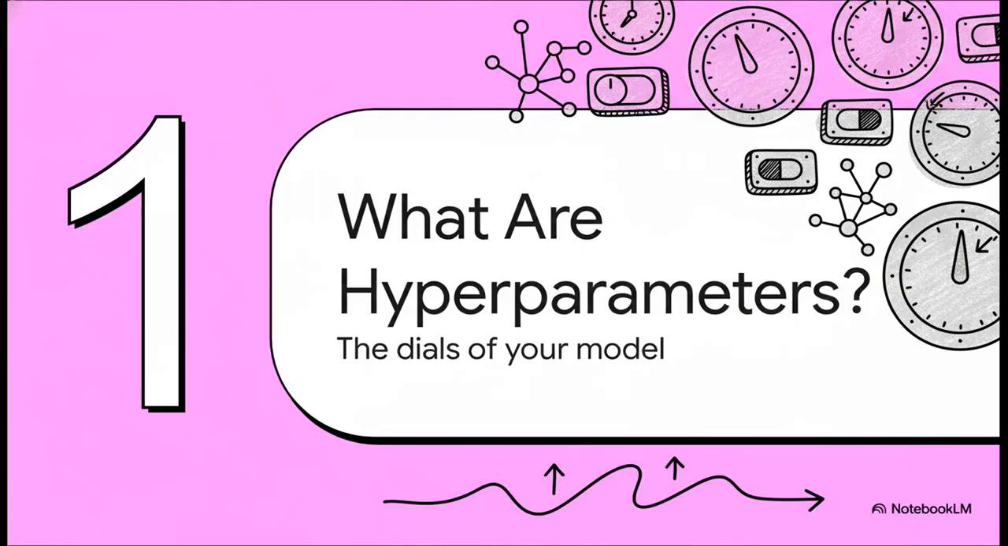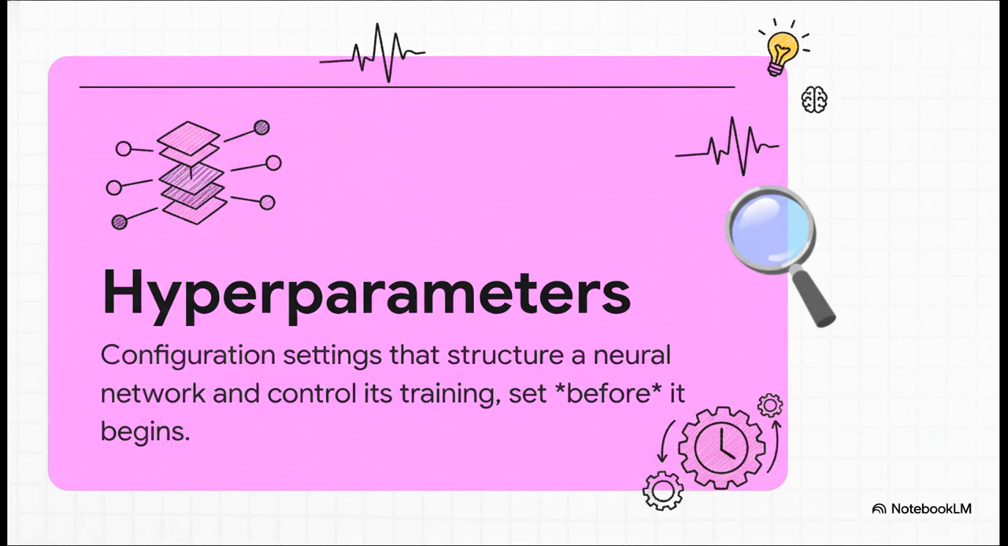Okay, first things first. What exactly are hyperparameters? The easiest way to think about them is as the high-level dials and knobs you get to turn on your AI model. So here's the more official definition. They're the settings that you, the builder, use to define the network's structure and control how it learns. And here's the most important part. You have to decide on them before you start training. They are the rules of the game you set up front, not the moves the model makes while it's playing.